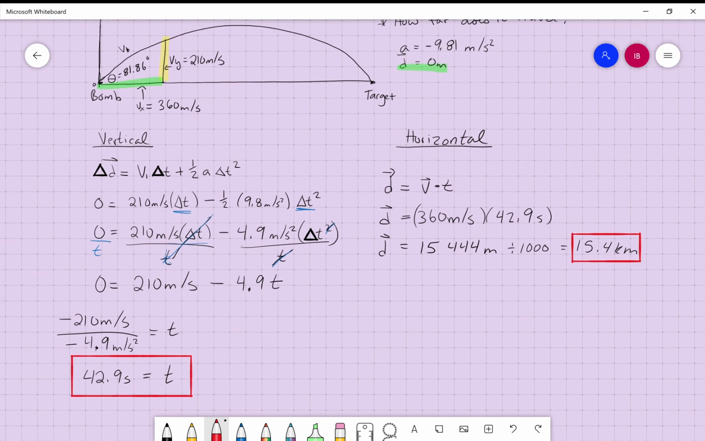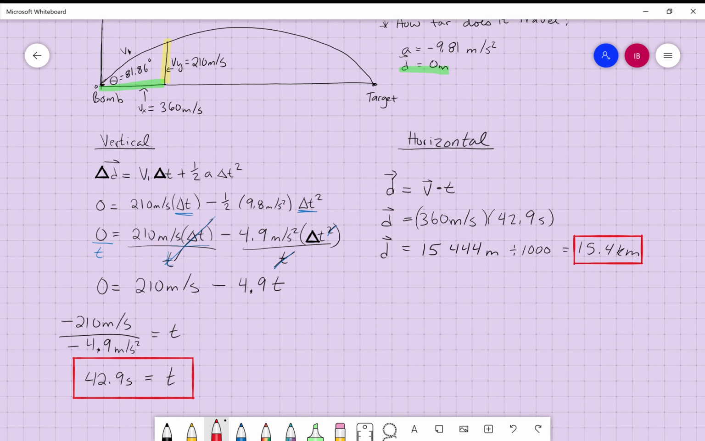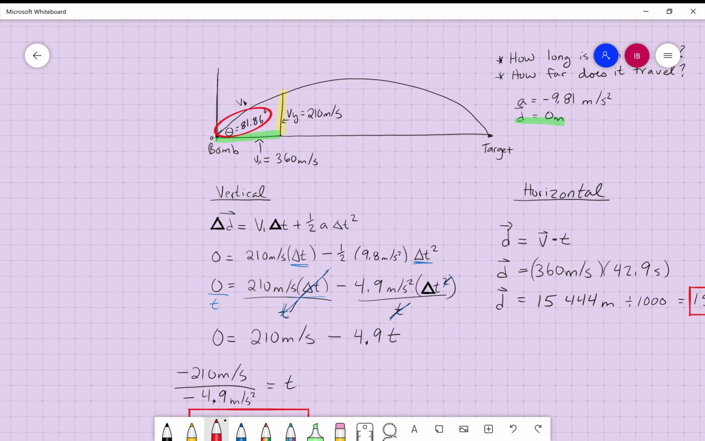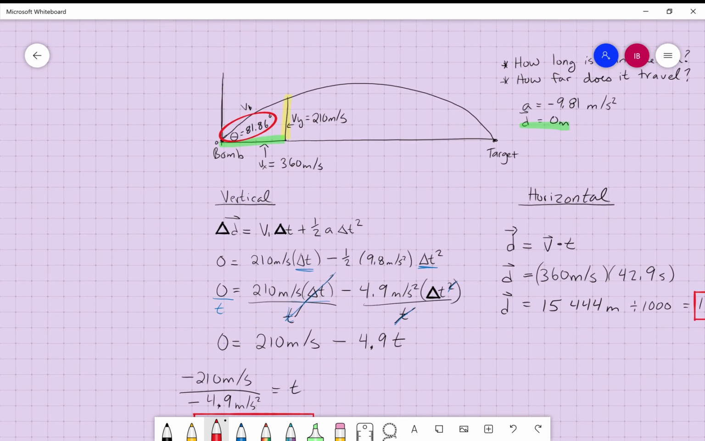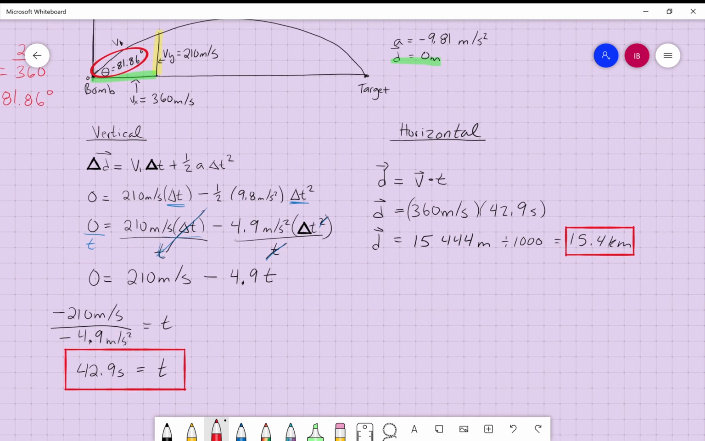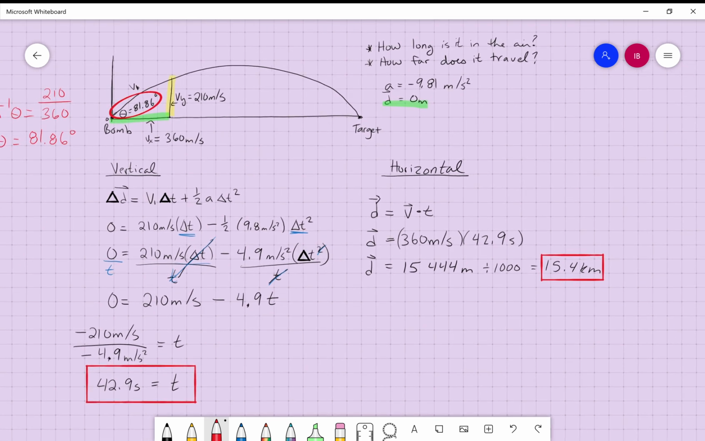Now, if you were to get a question where you need to find the angle for some reason, you can use inverse trig. Because you know these two, you can go inverse tan of theta equals opposite 210 over adjacent 360. When you punch that into the calculator, it'll give you theta as an angle of 81.86. So just be careful if you're reading these questions like that. Double check that when you draw them, you're putting the horizontal and the vertical in the right spot.